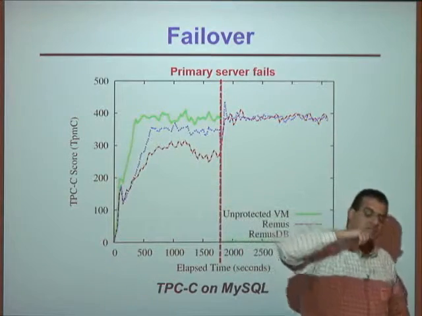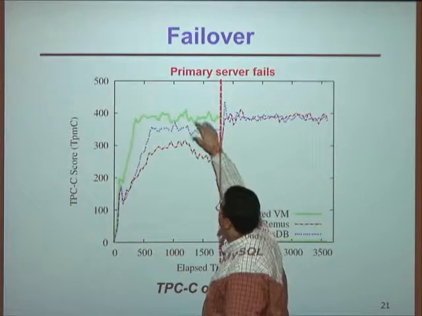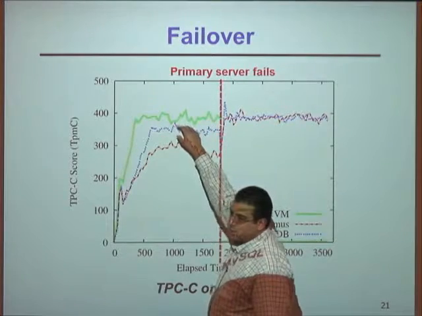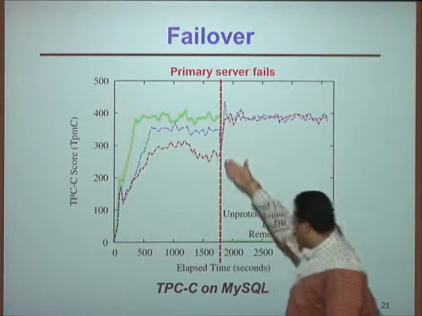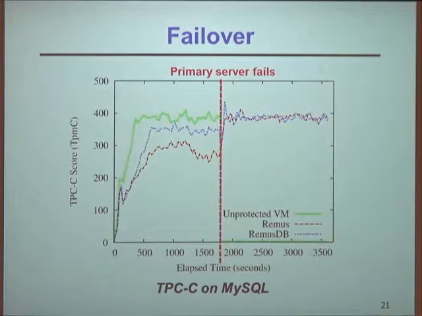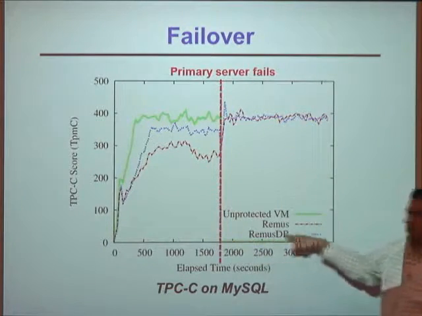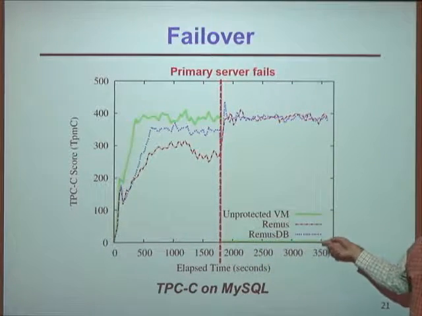If we run modified Remus, RemusDB, we get this blue line. We significantly reduce overhead. Now, in this experiment, halfway through, we fail the primary server. We actually pull the plug on the primary server, and the unprotected virtual machine can't proceed beyond that. Throughput drops to zero. It's not available anymore.